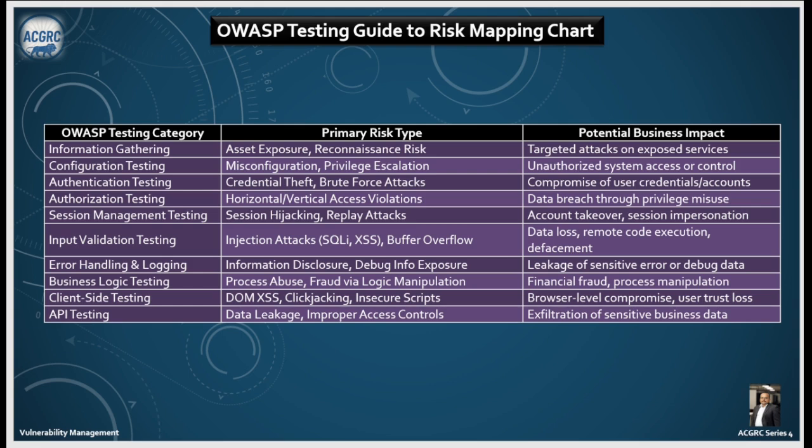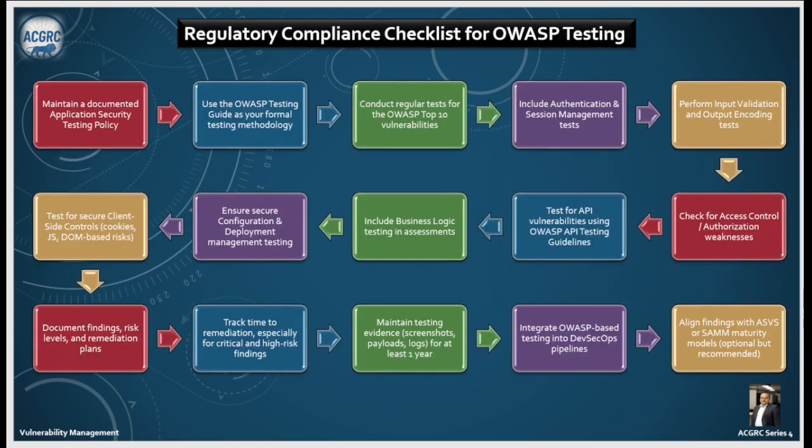Now, what you see is a testing guide for risk mapping. You can take a screenshot of this and figure out which one works for you and your business environment. Now we move on to the checklist way of working.